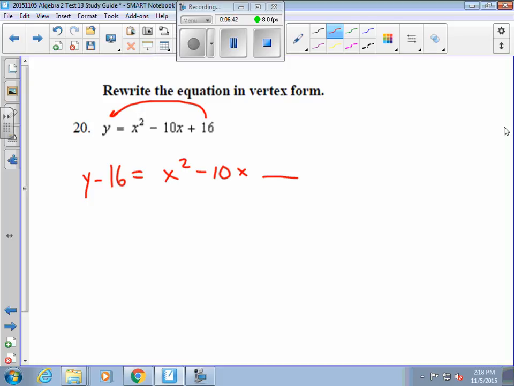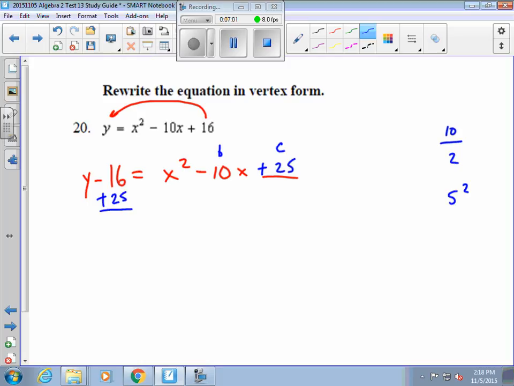We need a new c value. So take b's value, 10, divided by 2. It doesn't matter if it's positive or negative, remember, because when we square it, it's going to go back to being positive anyways. 10 divided by 2 is 5, and 5 squared is positive 25. But again, remember, when you add 25 to one side, you have to do the same to the other side.